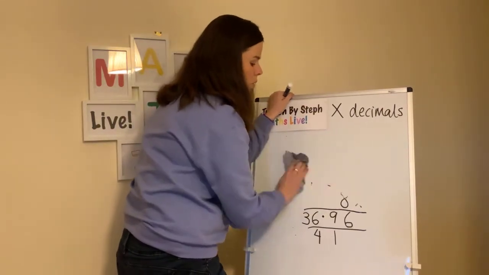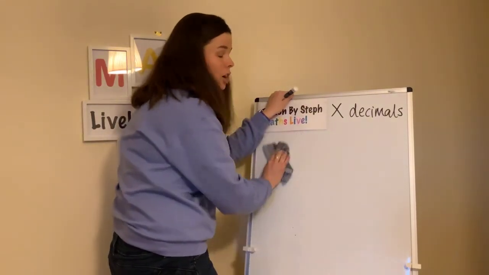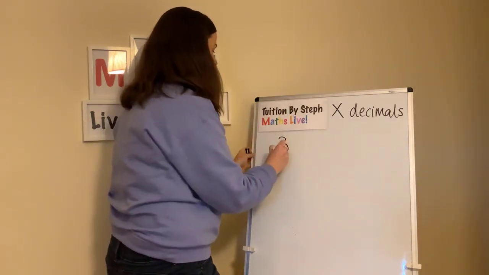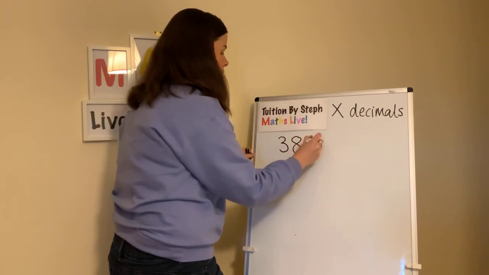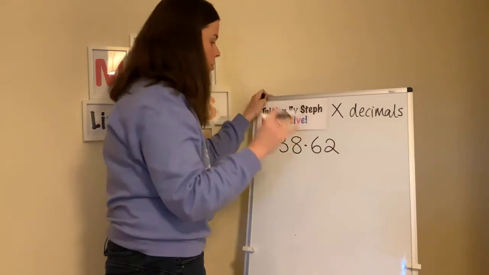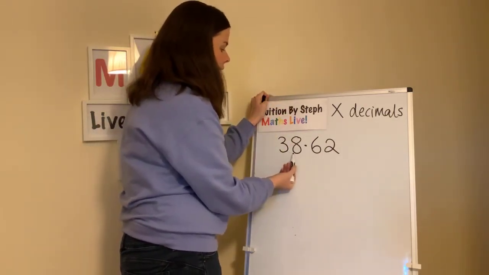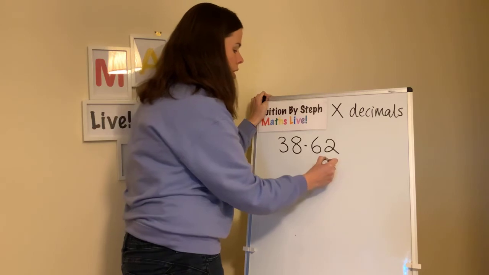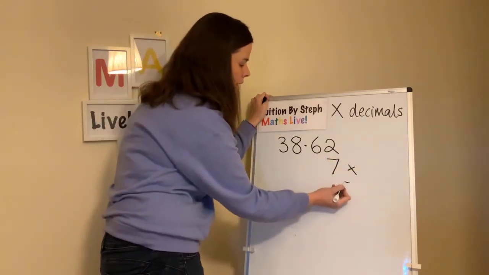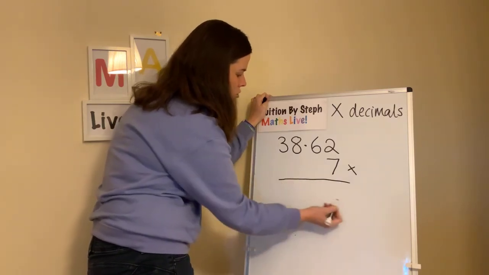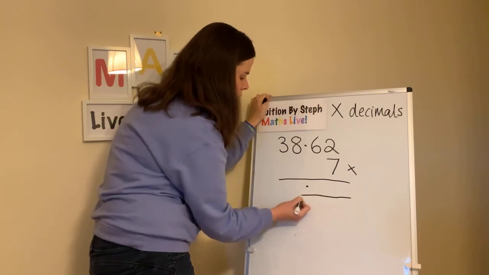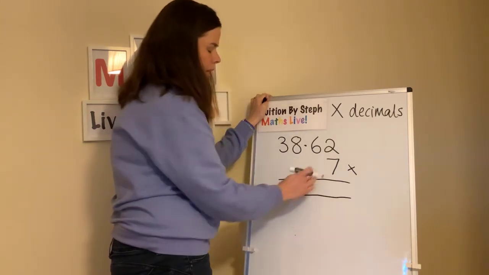I'm going to do one more and then I'm going to let you have a go. I know some of you join in as I'm doing it. What I'm going to do is just make the number a little bit bigger, just the decimal number. Doesn't matter how big it is, as long as you take your time going across the point. I'm going to do 38.62 multiplied by 7. So you see how I'm taking my time, drawing it out, putting my decimal point, making sure it's all lined up.